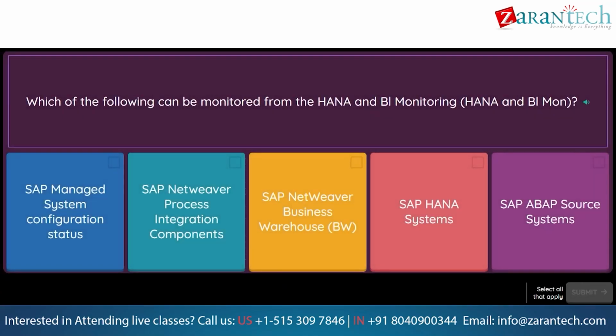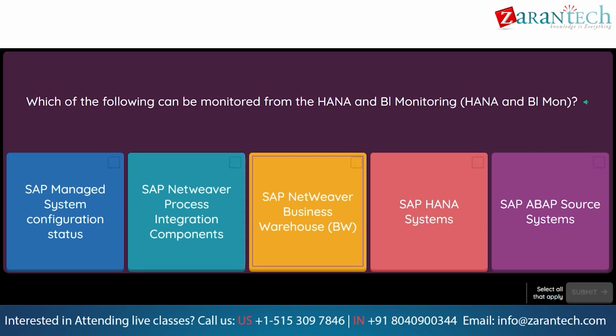Question: which of the following can be monitored from the HANA and BI monitoring, HANA and BI-Mon? Option 1, SAP Managed System Configuration Status. Option 2, SAP NetWeaver Process Integration Components. Option 3, SAP NetWeaver Business Warehouse, BW. Option 4, SAP HANA Systems. Option 5, SAP ABAP Source Systems.